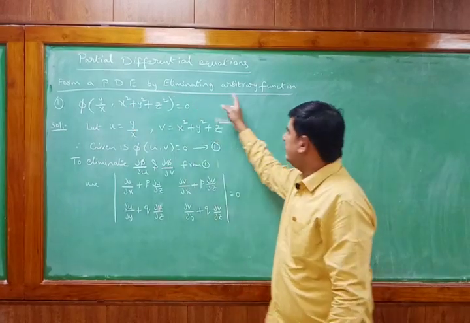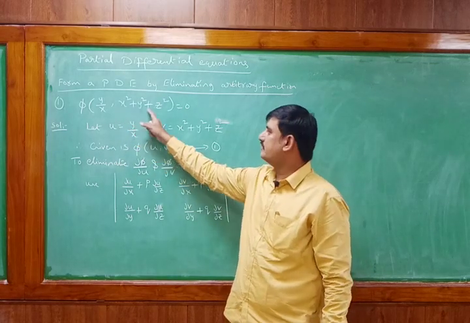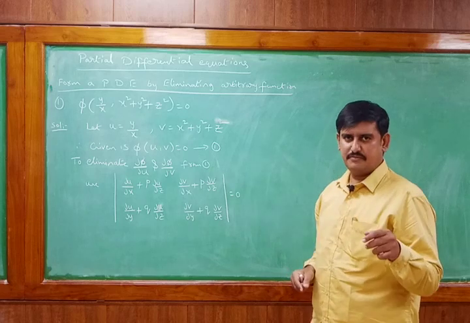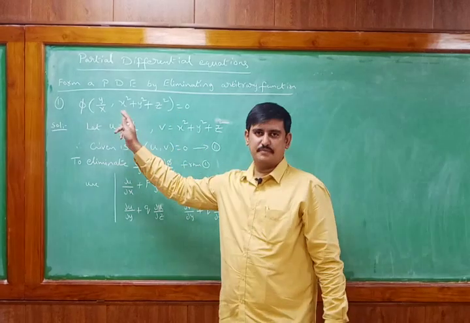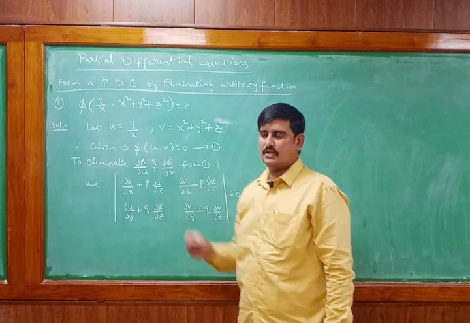Form a PDE by eliminating arbitrary function phi of y by x comma x square plus y square plus z square is equal to 0. If the exam paper is tough, we are going to get these types of problems. How to solve this type of problem?